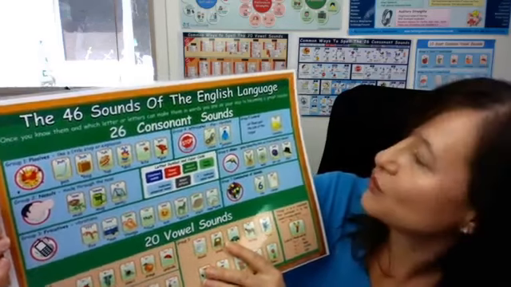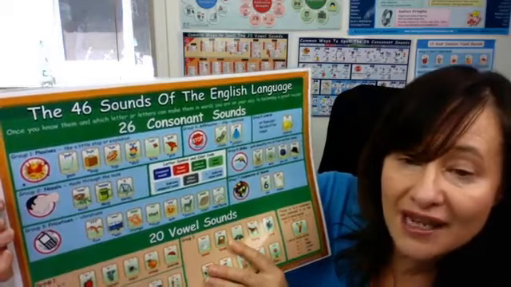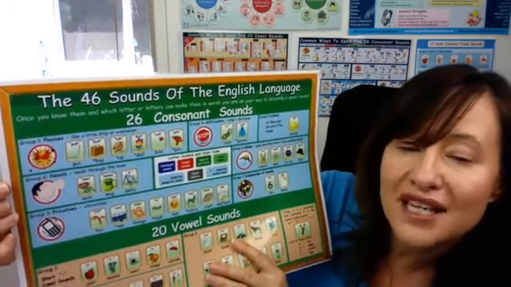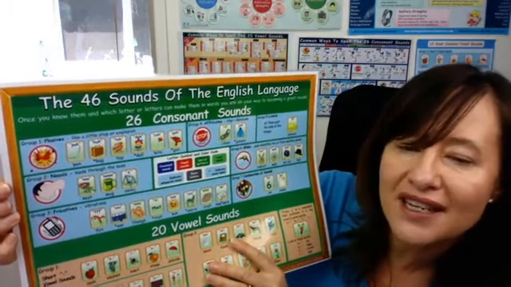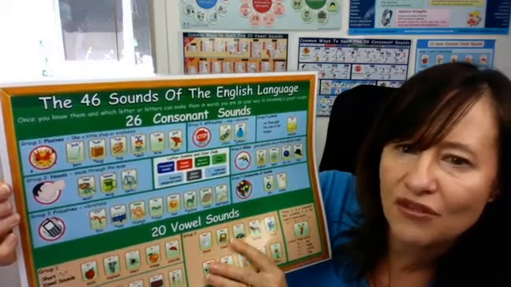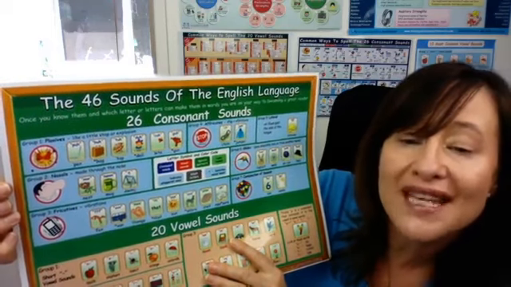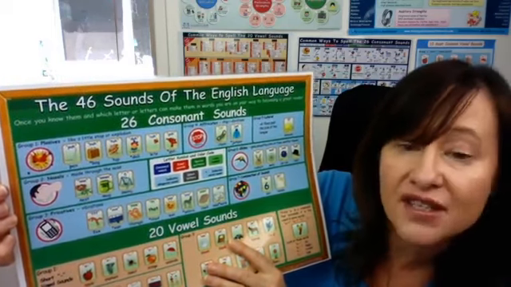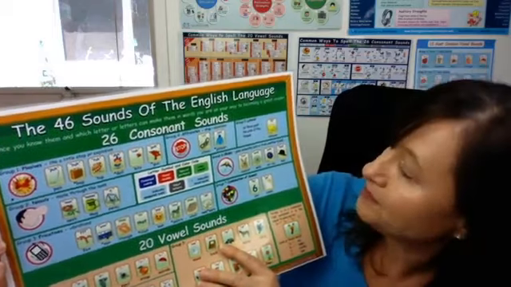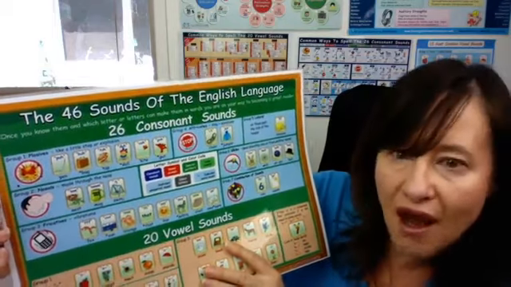Group 5 is a lateral. In other words, the air flows past our tongue when we say it. And that's in words like lemon. Can you see my tongue is up in the roof of my mouth? But there's air coming either side of it. For lemon.